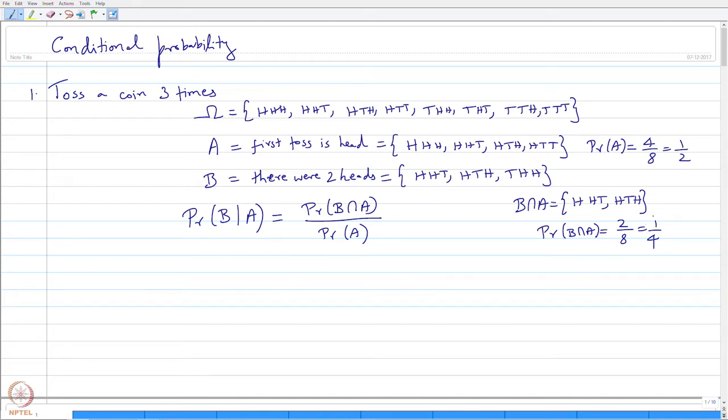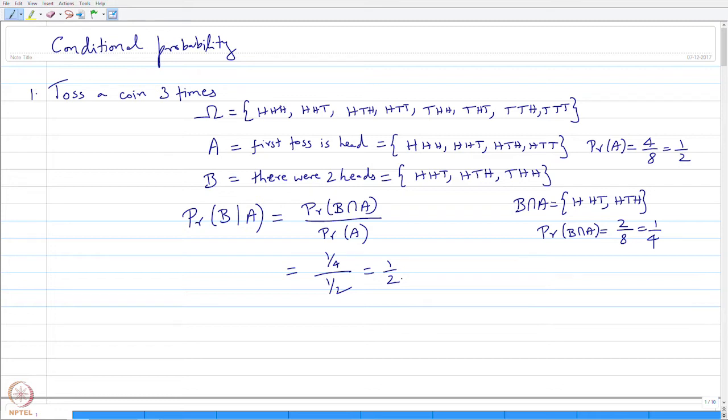It is easy to write down, we get 1 by 4. So, this conditional probability becomes 1 by 4 divided by 1 by 2, which is 1 by 2. So, the probability that there will be 2 heads given that the first toss is head is actually half. There are various other ways of doing this, but this is one way of computing the conditional probability.